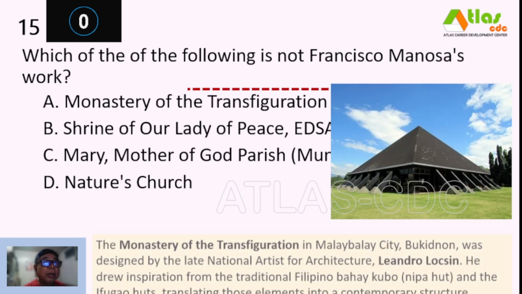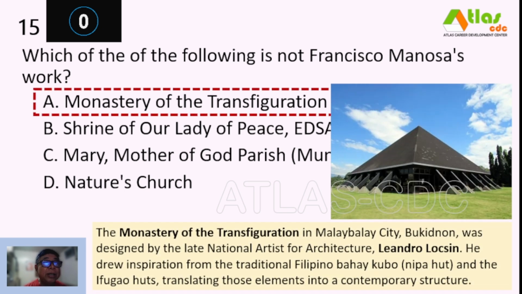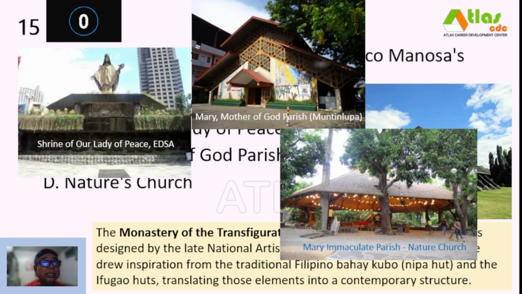And our correct answer is letter A, Monastery of the Transfiguration. So the Monastery of the Transfiguration in Malaybalay City, Bukidnon was designed by the late national artist for architecture, Leandro Locsin. He drew inspiration from the traditional Filipino bahay kubo or nipa hut and the Ifugao huts, translating those elements into a contemporary structure. On the other hand, these are the works of Francisco Manosa: the Shrine of Our Lady of Peace, EDSA, Mary, Mother of God Parish in Muntinlupa, and the Mary Immaculate Parish or the Nature Church.